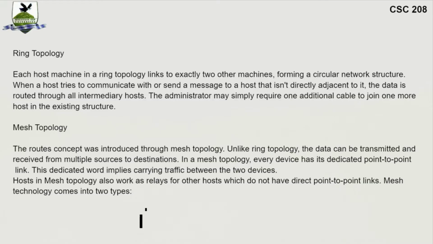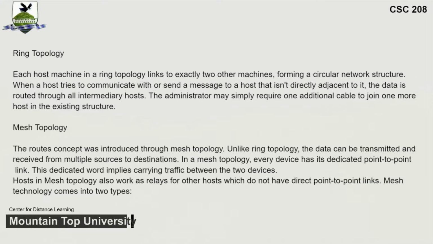Ring topology. Each host machine in a ring topology links to exactly two other machines, forming a circular network structure. When a host tries to communicate with or send a message to a host that isn't directly adjacent to it, the data is routed through all intermediary hosts. The administrator may simply require one additional cable to join one more host in the existing structure.